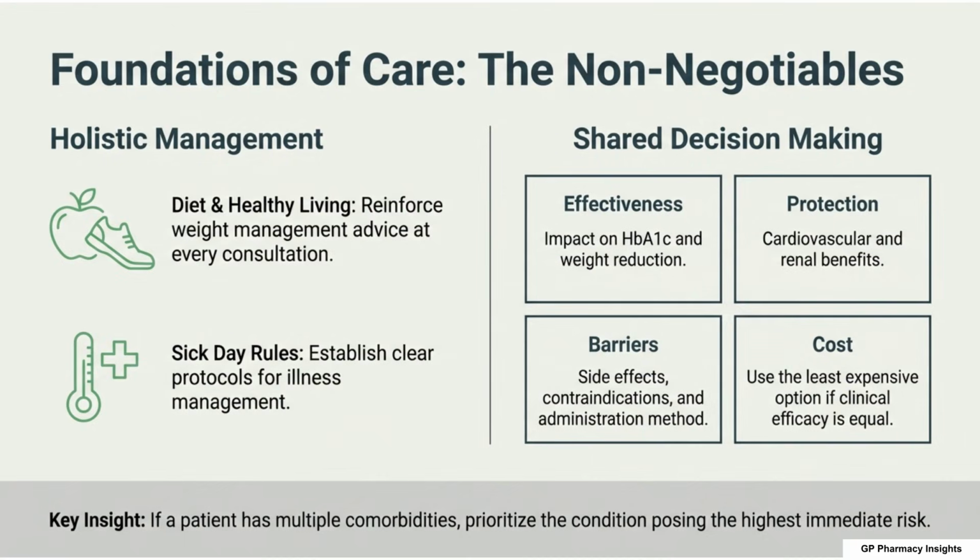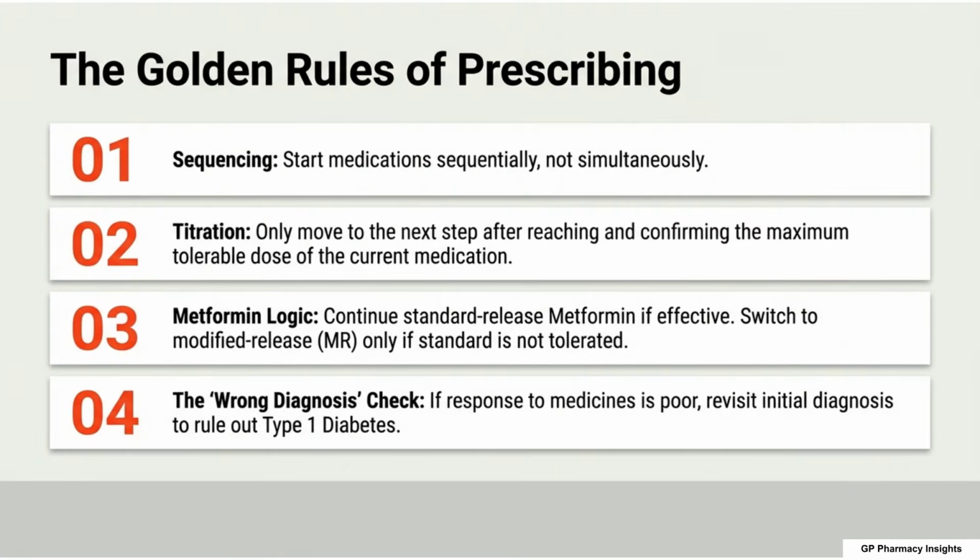Shared decision-making balances effectiveness, protection, barriers, and cost. Prioritize the condition posing the highest immediate risk for patients with multiple comorbidities. Golden rules of prescribing involve sequencing medications, titration to the maximum tolerated dose, and using standard-release metformin unless not tolerated. Always check for a wrong diagnosis if the response to medicines is poor.